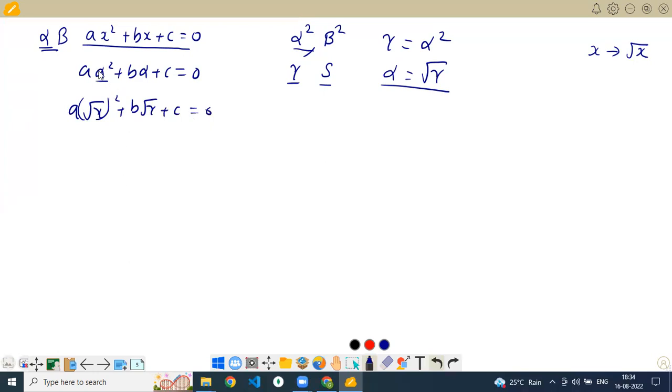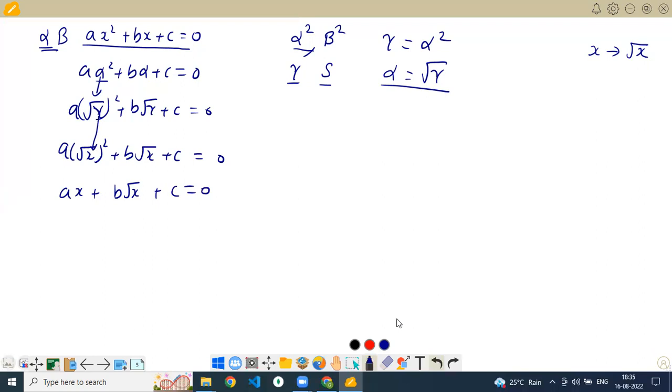So what has happened is alpha is replaced by root of gamma, or I say a into root x square plus b into root x plus c is equal to 0. So actually, x has been replaced by root of x. Now this is in terms of gamma, and gamma is basically in terms of x. This is ax plus b root x plus c is equal to 0.